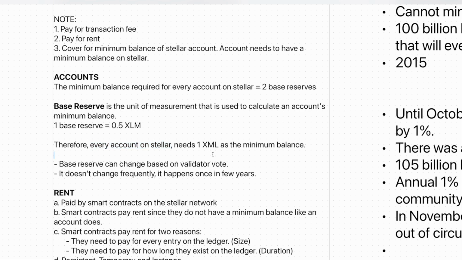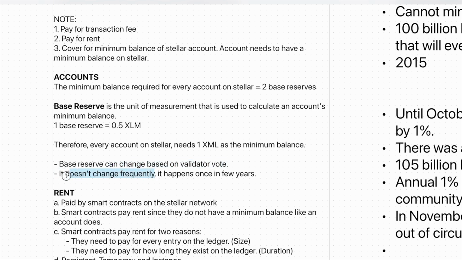So now one thing to also note about the base reserve, before we proceed, is that the base reserve can change. Now it has a fixed amount of 0.5 for now, but it can change based on validator votes. I'm just keeping this in because it is fixed, yes, but it can also change. It is fixed for now, but it can also change. And one interesting thing about it is that it doesn't change frequently.